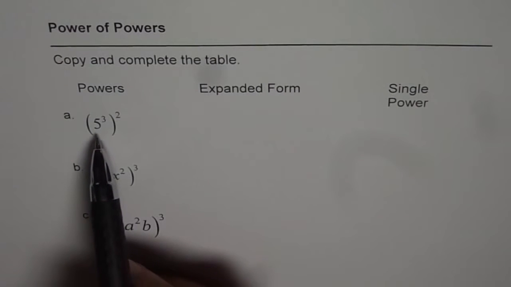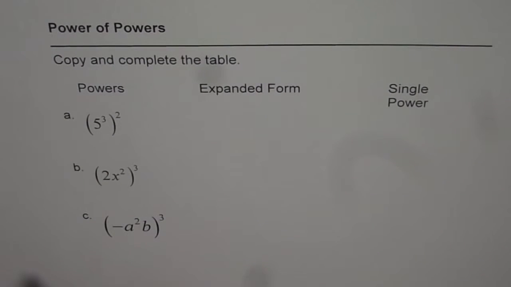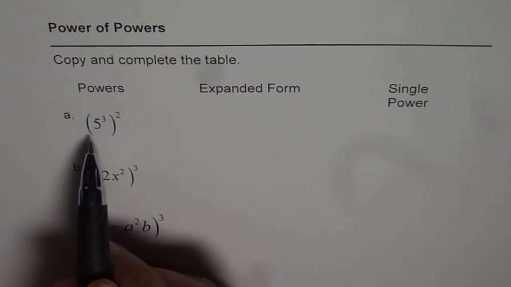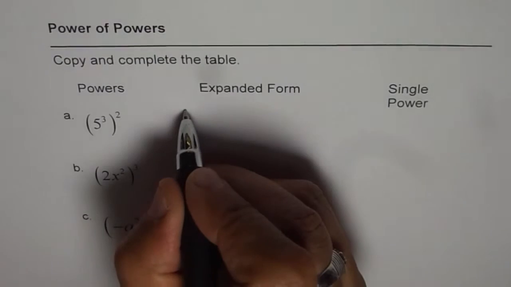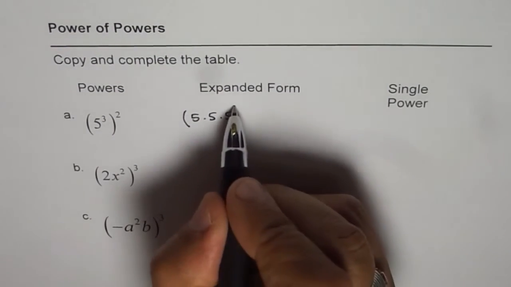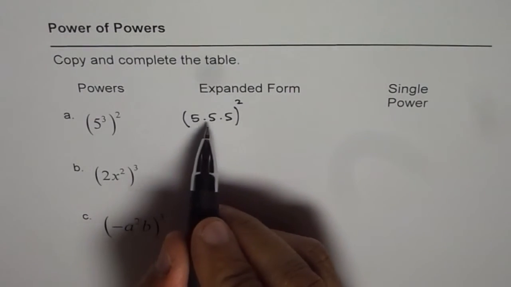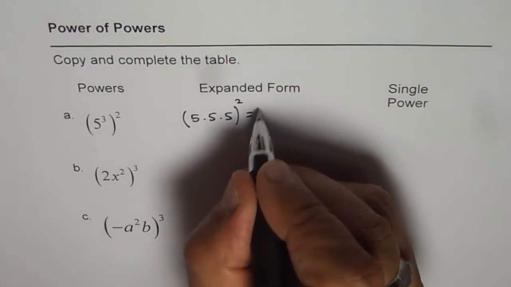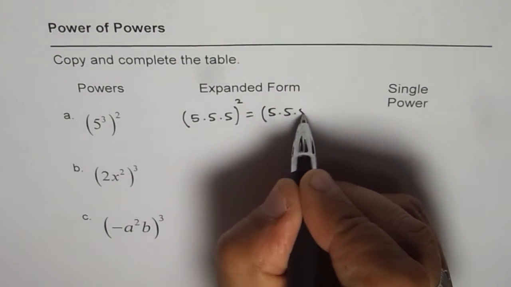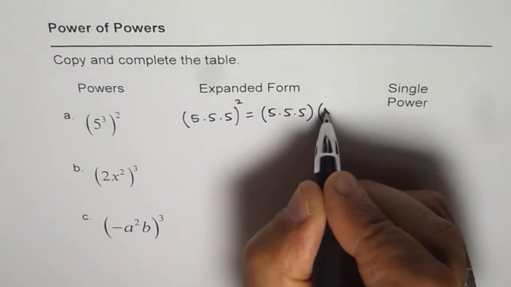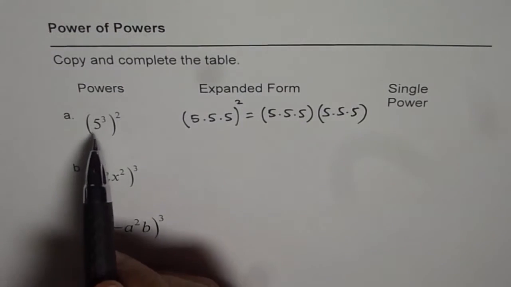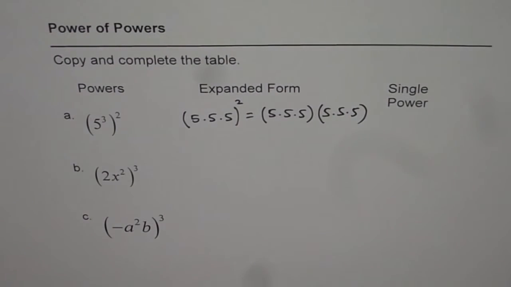The first one is 5 cubed, whole squared. Let's first try to write this in expanded form. When we say 5 cubed, we really mean 5 times 5 times 5, and that is whole squared. Now when we say this whole squared, that means we'll multiply the term by itself. That means 5 times 5 times 5 multiplied by 5 times 5 times 5. So that is how we can write this in expanded form.